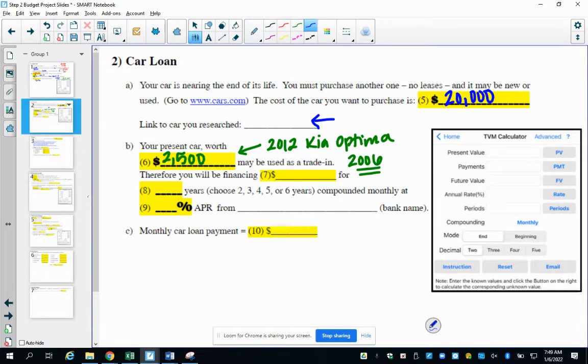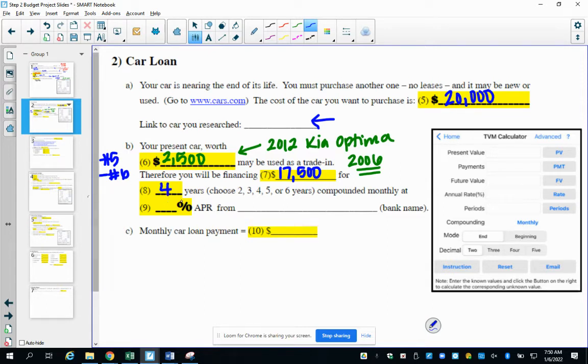So I want to buy a $20,000 car, and I've got $2,500 to trade in. So you would subtract those two numbers. Okay, so you do number 5 minus number 6, and that's what would give you your financed amount. So I need to borrow $17,500 to make up the difference. Car loans are generally done in 2, 3, 4, 5, or 6 year loans. So pick one of those. Okay, so I'm going to do a 4-year loan.